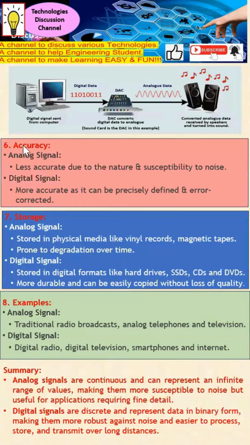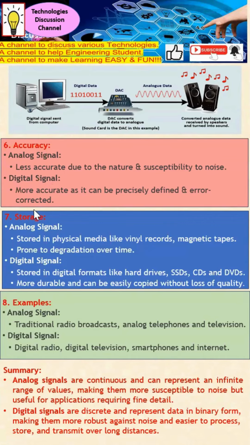Okay, come to the accuracy. You know that with analog signals, you lose accuracy because of their nature and because they are sensitive to noise. As for digital signals, since it's just 1 and 0, you can have a form of accuracy, and moreover, you can also have some form of error correction to improve the reliability of the data.